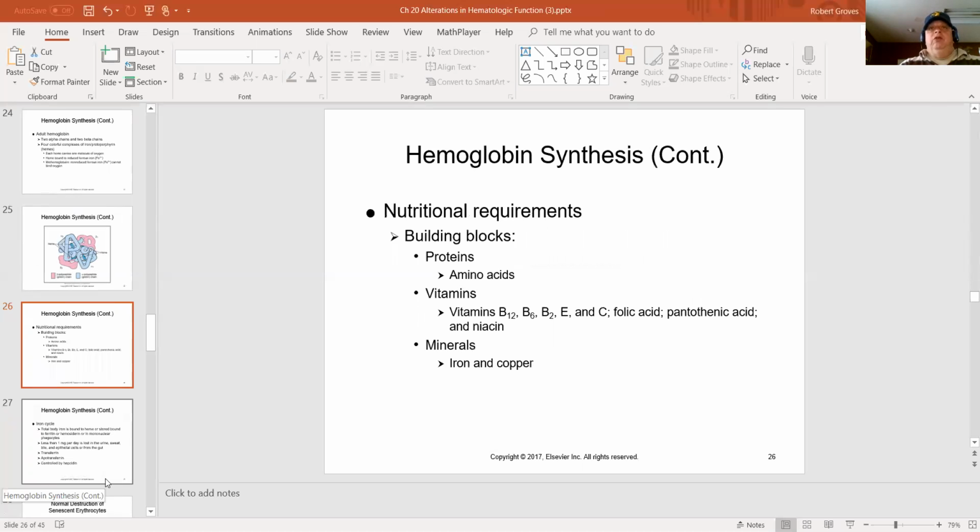In order for erythrocyte formation to occur, there must be several nutritional requirements met: amino acids, the B complex vitamins, folic acid, niacin, ascorbic acid, iron, copper, and vitamin E. And when we get into chapter 21, we'll talk about those anemias that occur because of lack of B complex vitamins, folic acid, and iron, which are the most common causes of anemia.